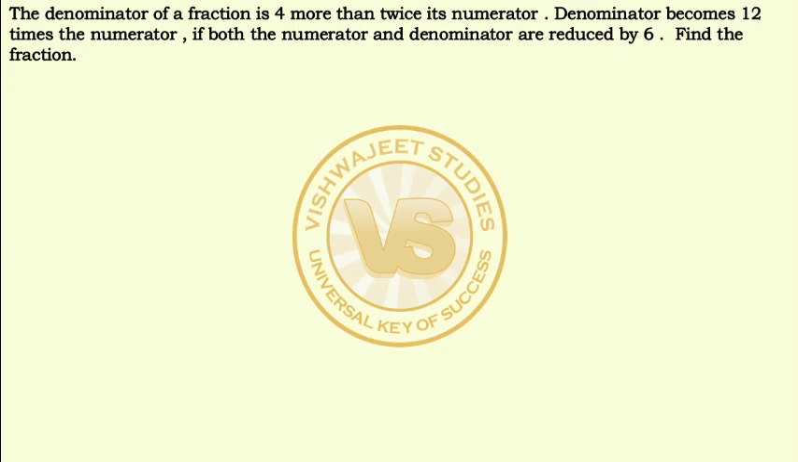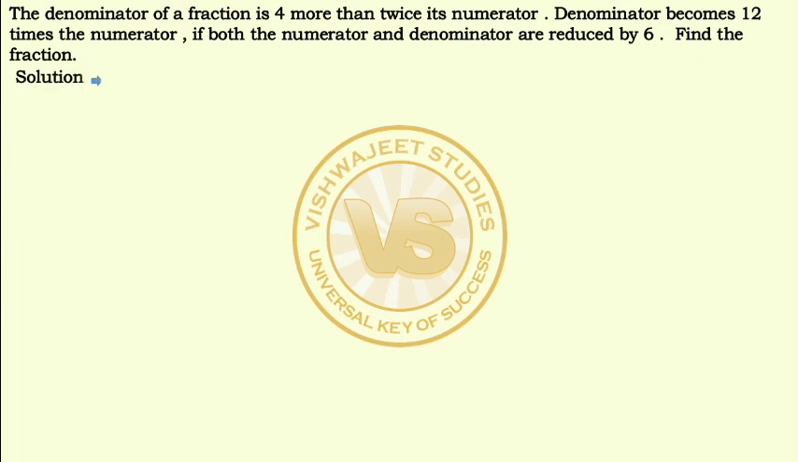In this example, some words are given, and each word shows an operation. The word 'is' shows the equal to sign. For the word 'more', write a positive sign. For the word 'twice', keep multiplied by 2. For '12 times', keep into 12. For the word 'reduced', keep subtraction.